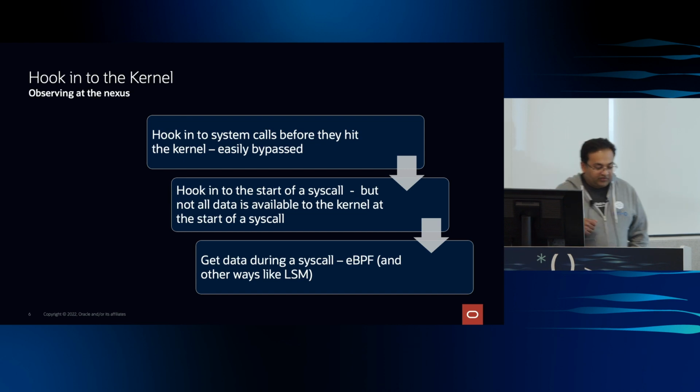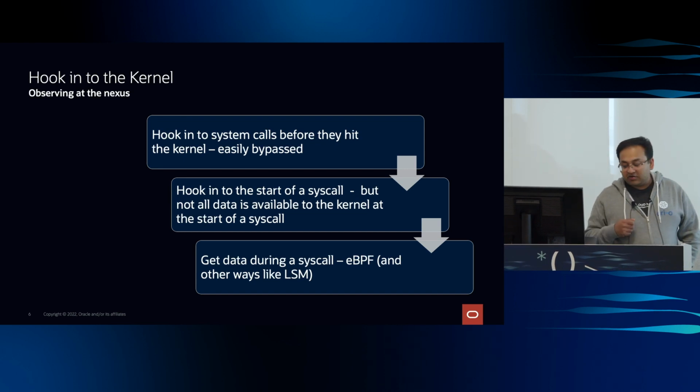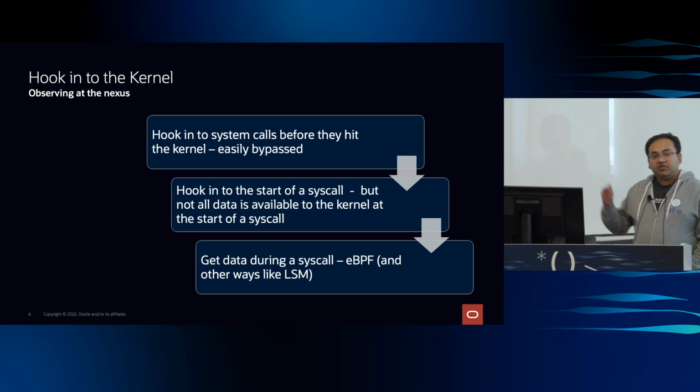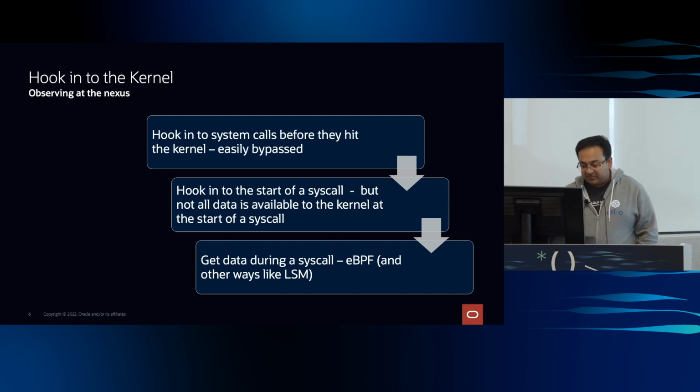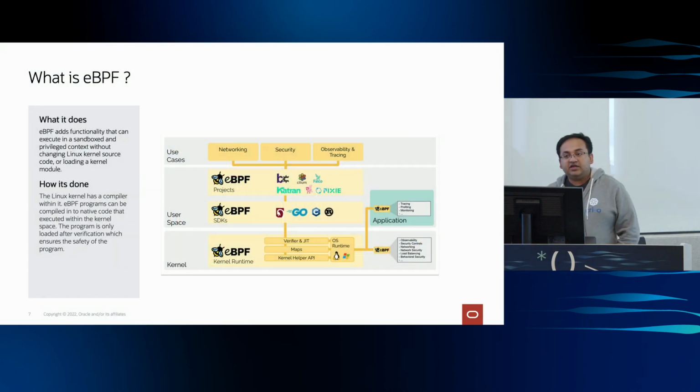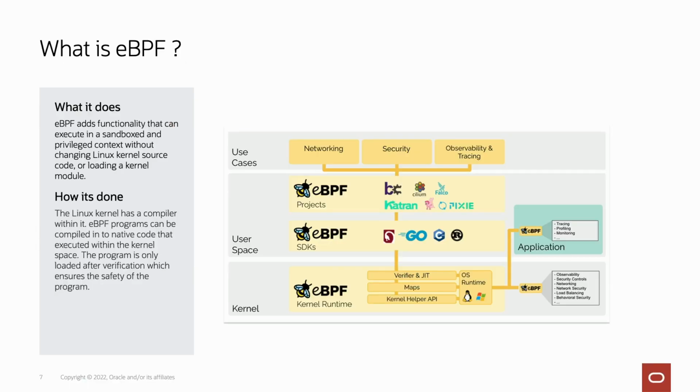And there are two ways to do this, like LSM or Linux security modules and eBPF. And we're going to talk mostly about eBPF, right? So what exactly is eBPF? At its heart, what it does is it adds functionality that can execute from within the kernel without loading a brand new kernel module.